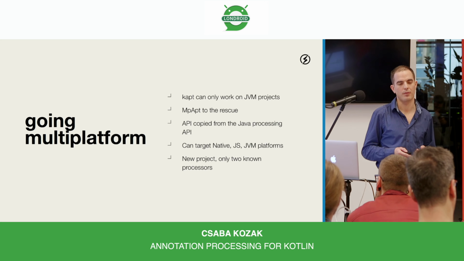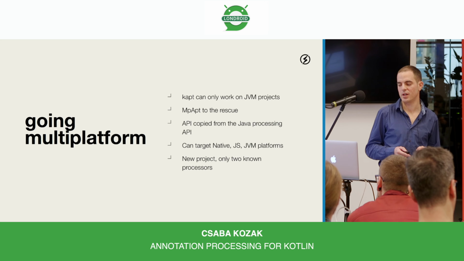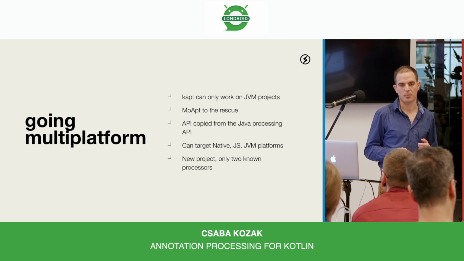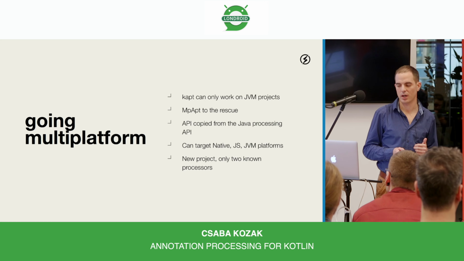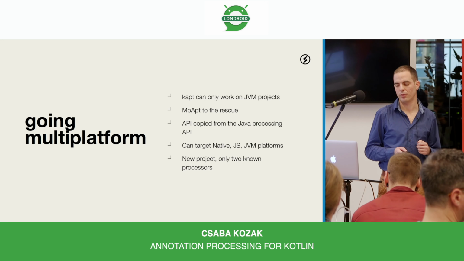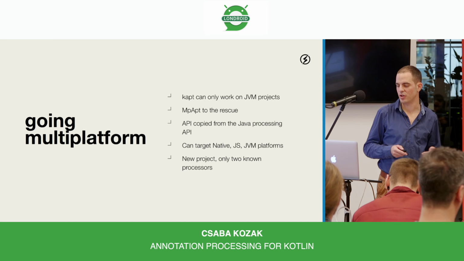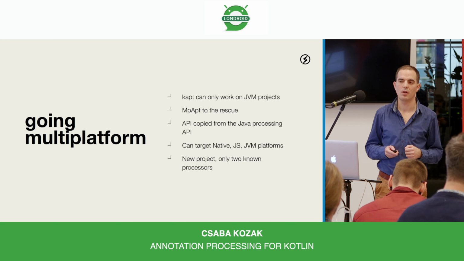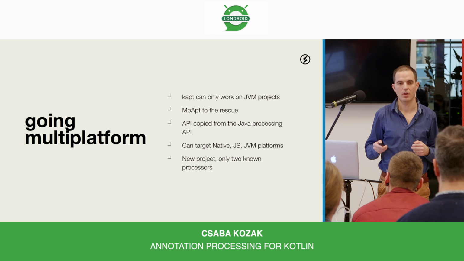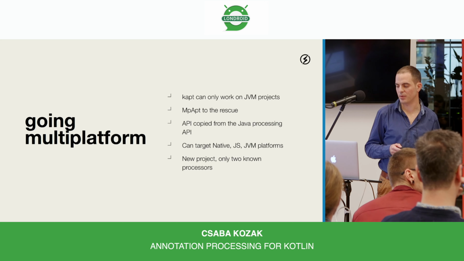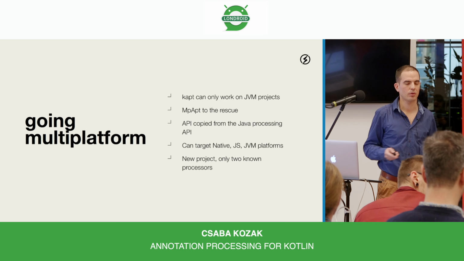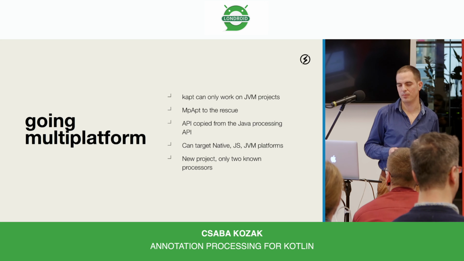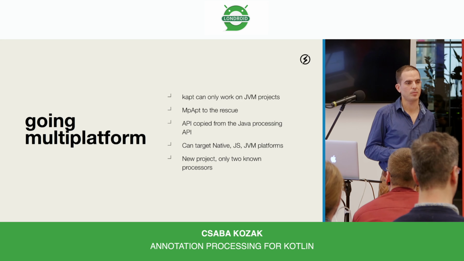However, there is a new tool called MPAPT, which stands for Multiplatform Annotation Processing Tool. This is a new library which is very similar to the Java Annotation Processing API. Its interface is copied from the Java Annotation Processing API. However, it can also target native and JS platforms, as well as the JVM. So this is a very new project. There are only two known annotation processors using it so far. But I expect that as Kotlin multiplatform matures, there will be more multiplatform annotation processors.